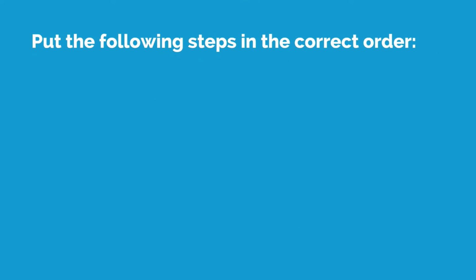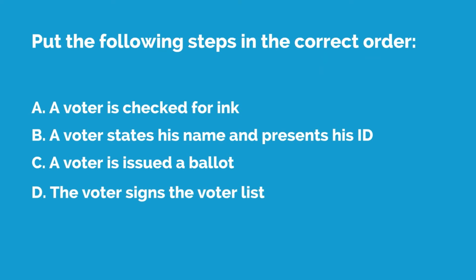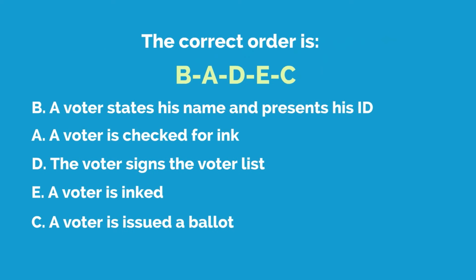Put the following steps in the correct order. A, a voter is checked for ink. B, a voter states his name and presents his ID. C, a voter is issued a ballot. D, the voter signs the voter list. E, a voter is inked. The correct order is B, A, D, E, C. This order is actually very important. Take the time that you need to review the lesson if it's not quite clear.